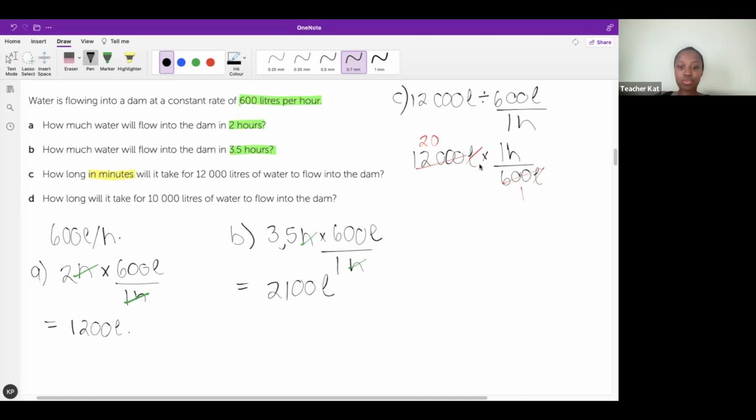Which means then we're left with 20 times 1 hour, which means it's 20 hours. But we have not answered the question because they asked us in minutes. How do we go from hours to minutes? How many minutes are in an hour, guys? How many minutes are in an hour? 60. So we have to take this 20 hours and multiply it by 60, which means we're going to have how many minutes?